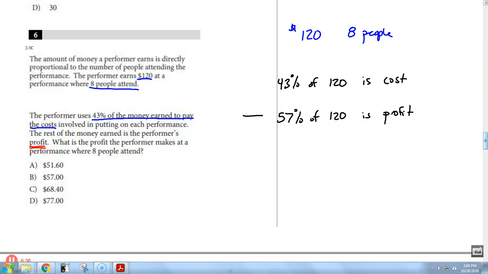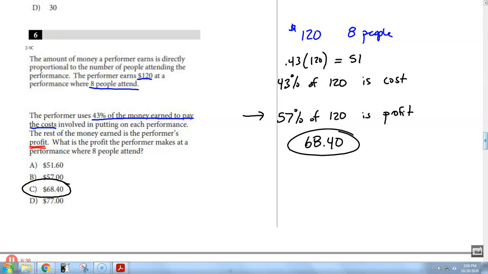So this is what we want: the 57%. 0.57 times 120 is 68.40 for profit. Now it's very common that people do 0.43 times 120, and that will give you 51.60, but they kind of threw you off by giving you the cost percentage and then asking for the profit. So if you picked A, you just misread the question. You did the percent right.